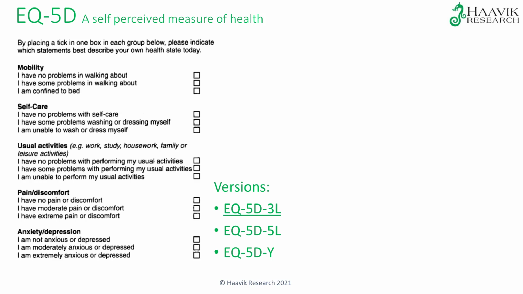But since then, there's now a 5D-5L, and there's even a 5D-Y. The 5D-5L is that there's 5 options to choose from, so you've got a little bit more sensitivity to be able to pick up on improvements. The less options you have, you fall into 1 of 3 categories. If you fall into 1 of 5 categories, you've got a little bit more room to improve or get worse. So it's a little bit more sensitive to changes.